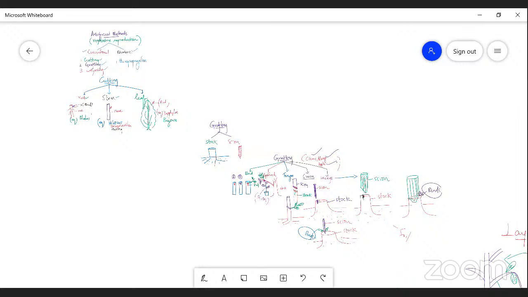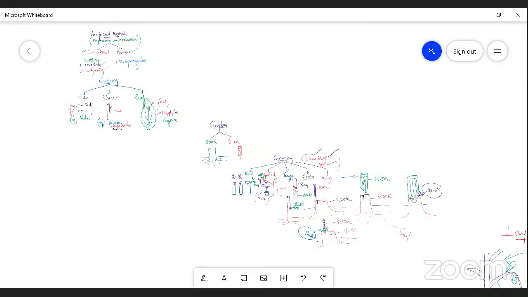Today we have discussed a simple topic, the artificial method of vegetative reproduction. Simply, it is of three types: cutting, grafting, and layering. Please remember cutting, what are cuttings, and draw the diagram. You can understand very easily.